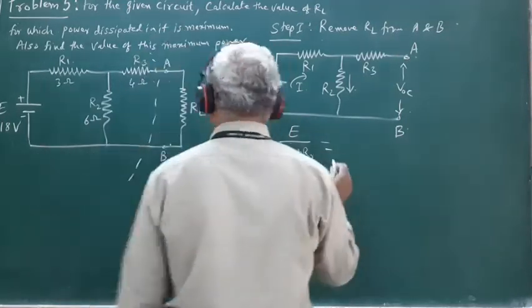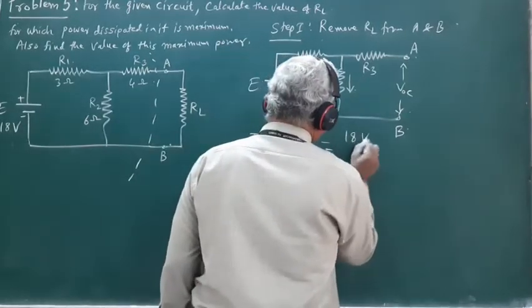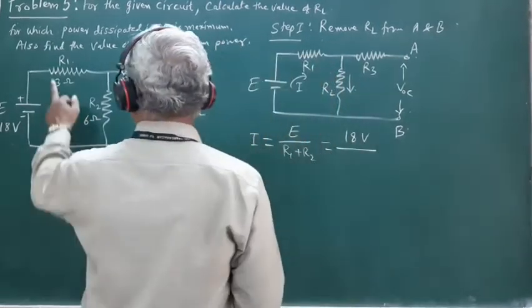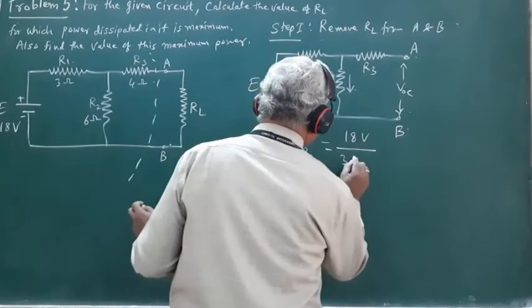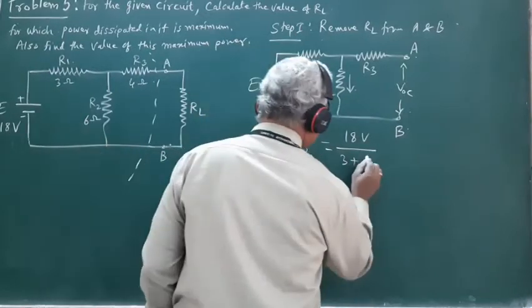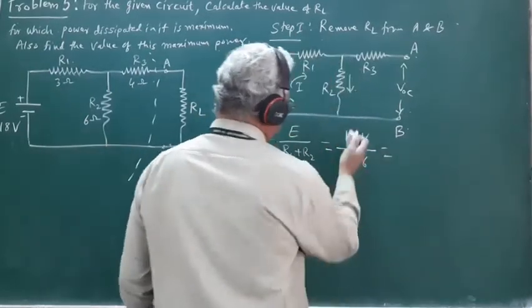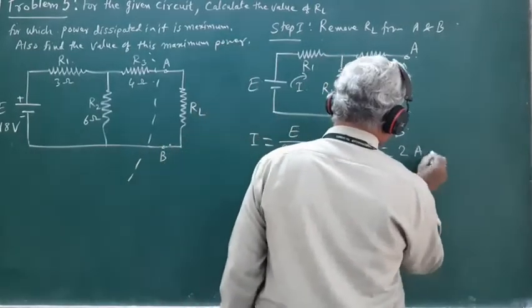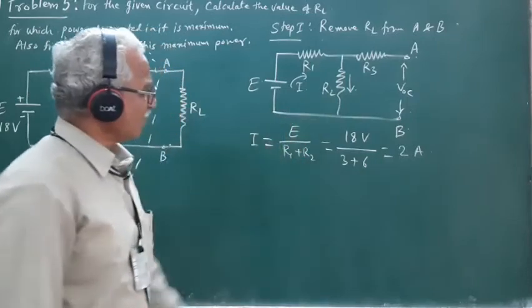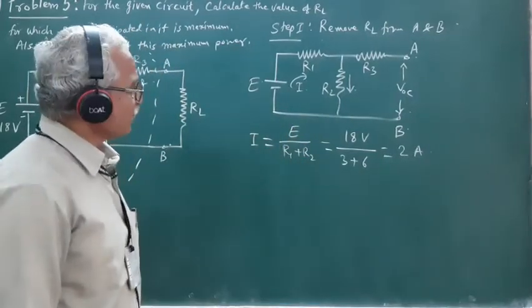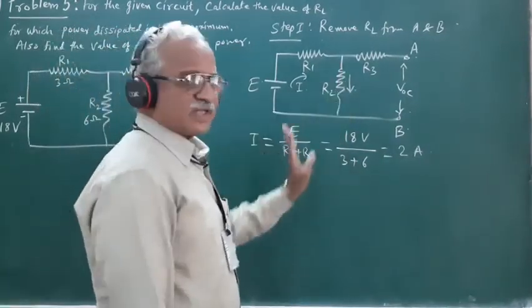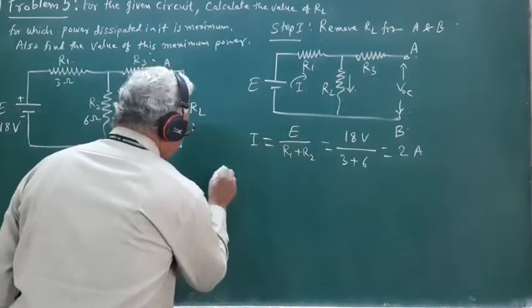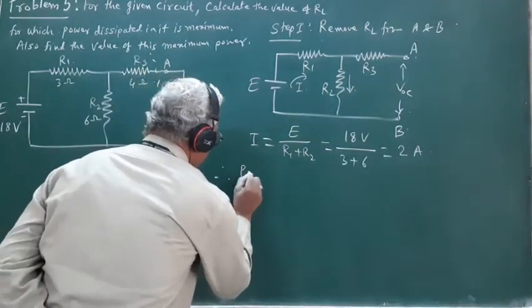So E is 18 volt divided by R1 is 3 ohm plus R2 is 6 ohm. So 18 upon 9 is 2 ampere. So the current flowing through this resistance R2 is 2 ampere.